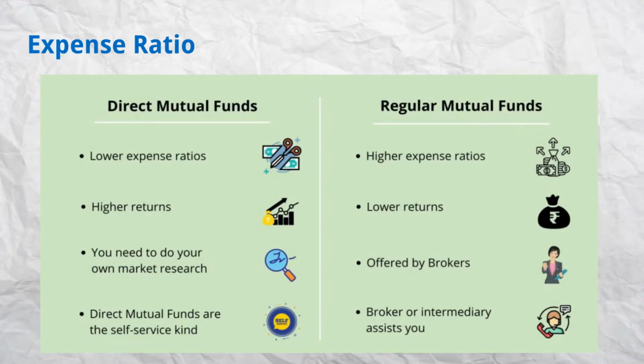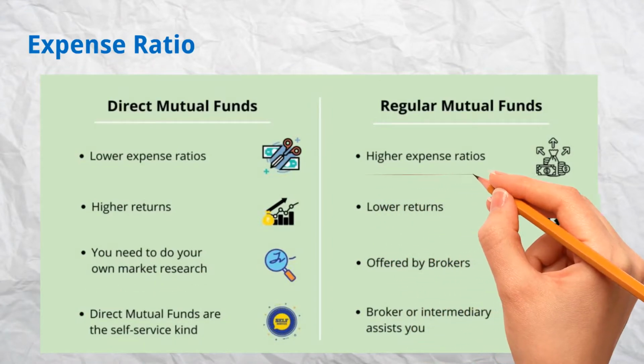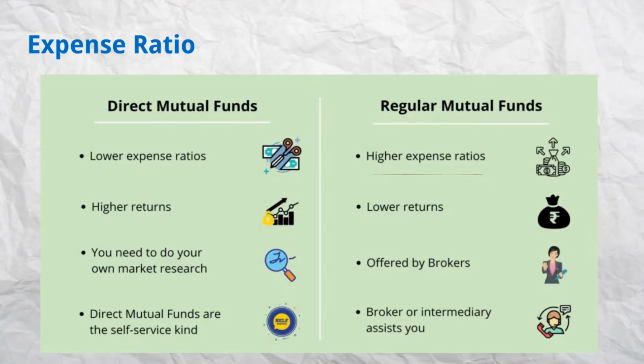My advice would be, most of the people who have the knowledge, are willing to learn about capital markets and having some time to research should prefer this option. Regular mutual funds have a higher expense ratio when compared to direct mutual funds. The expense ratio is higher because there is an inclusion of mutual fund distributor commission.